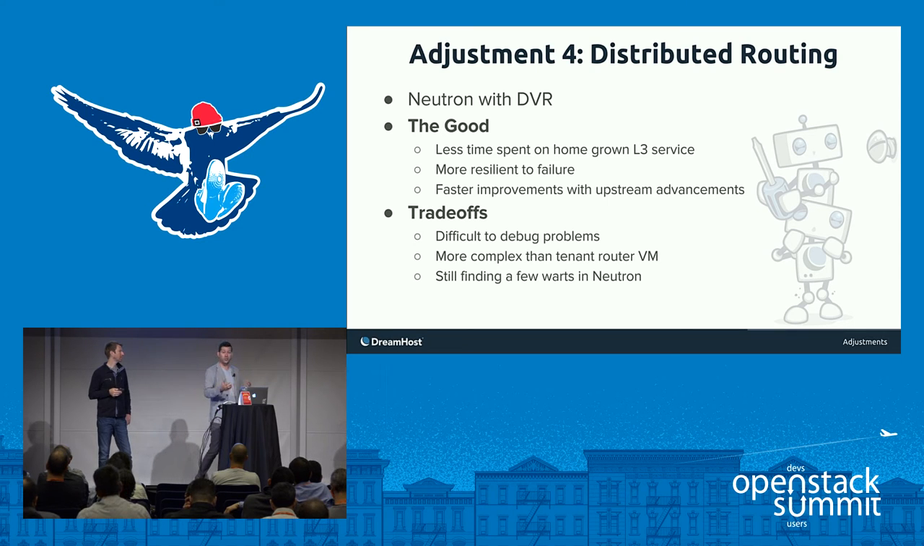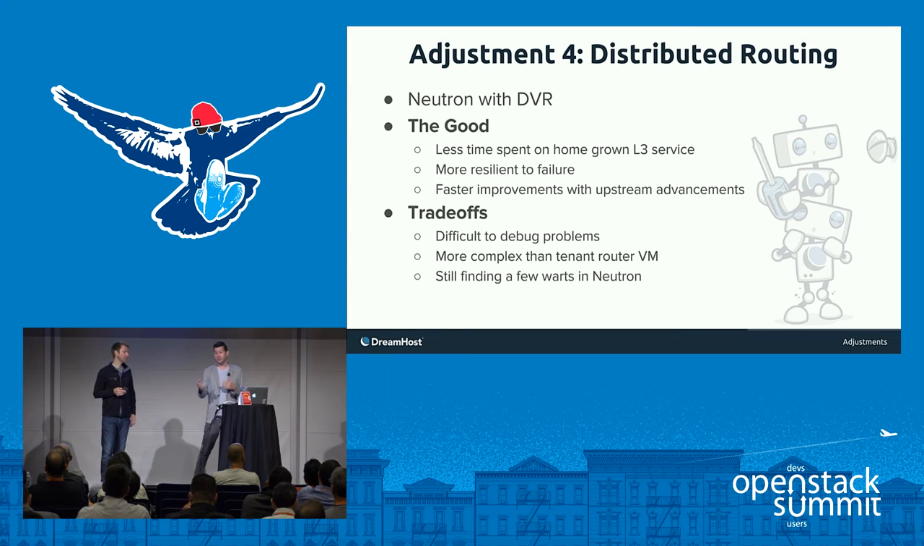We're a bit more resilient to failure now because you don't lose a service VM taking out a whole tenant. You may lose an agent on a hypervisor and just lose some of the VM's connectivity on that machine, which is much better for more isolated failures. And we're also able to get improvements from the community a little bit quicker. More people working on DVR, more people working on vanilla Neutron than on what we were using before.